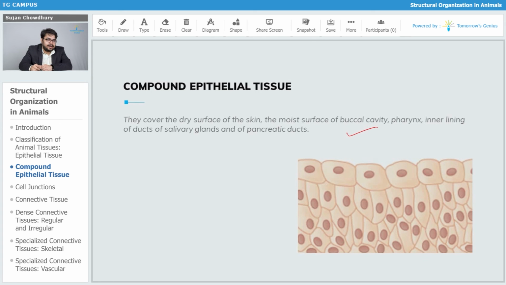We get it at the pharynx. We know the pharynx is the common chamber in which our esophagus as well as our windpipe open. It is also found at the inner lining of the ducts of salivary glands and at the pancreatic duct. So these are the areas where we are going to find compound epithelial tissue, which will mostly be responsible for protection as well as absorption and secretion.